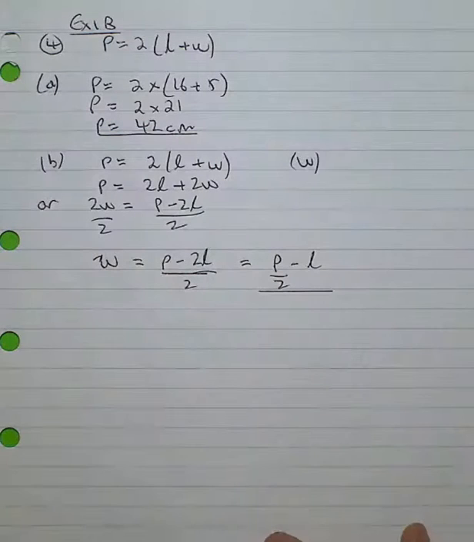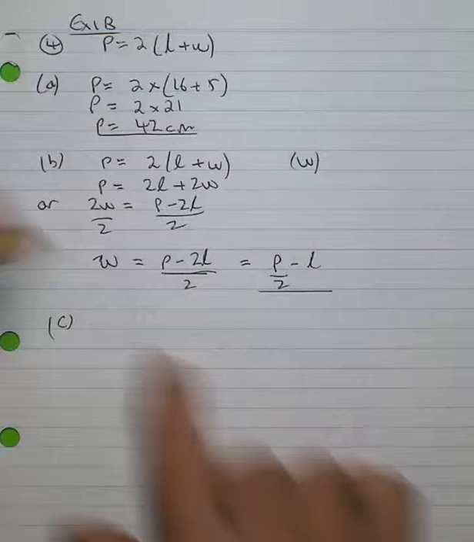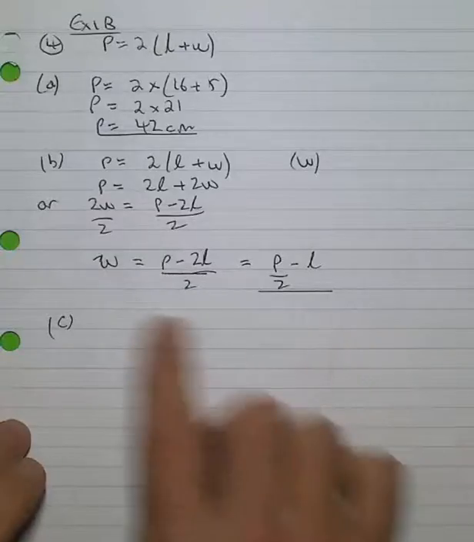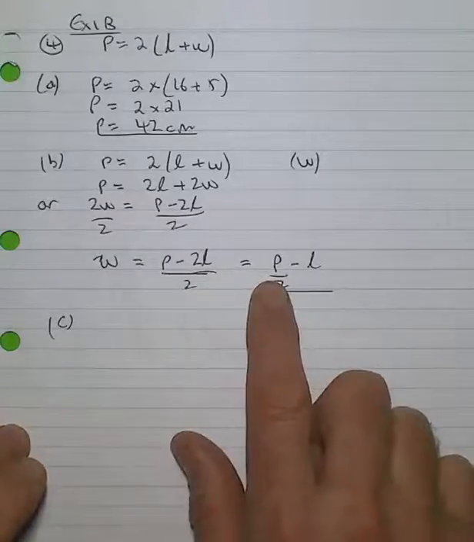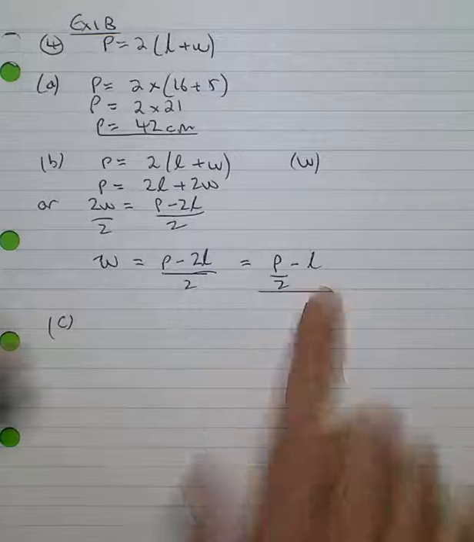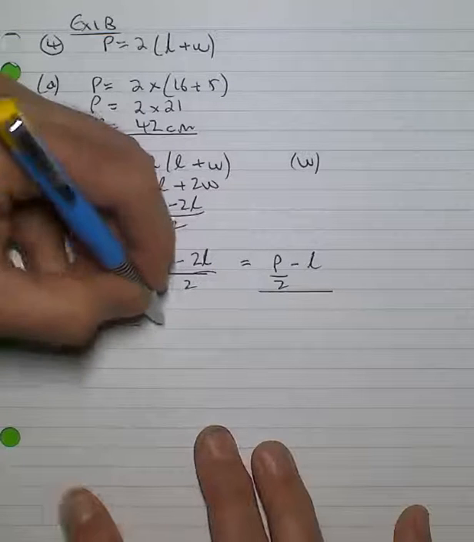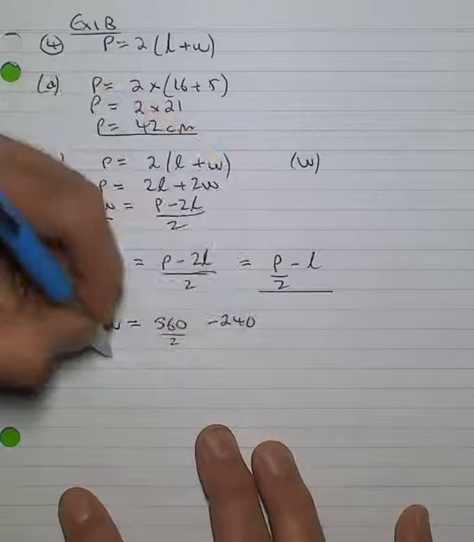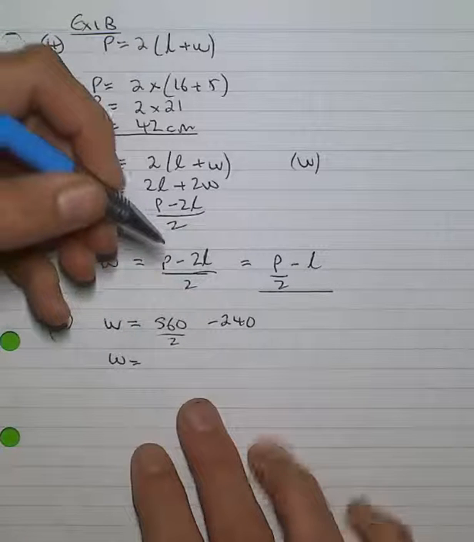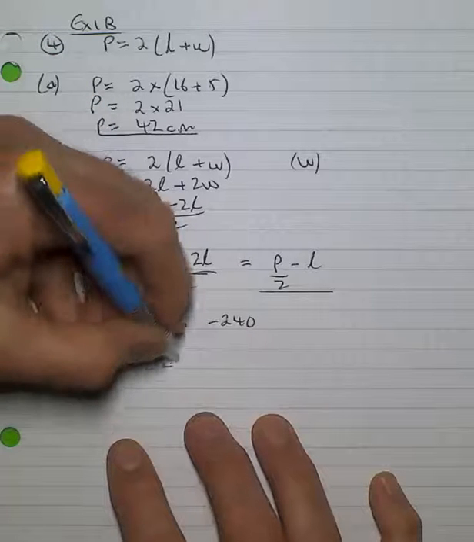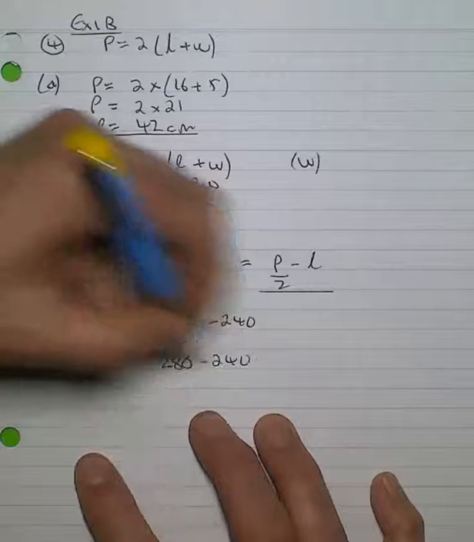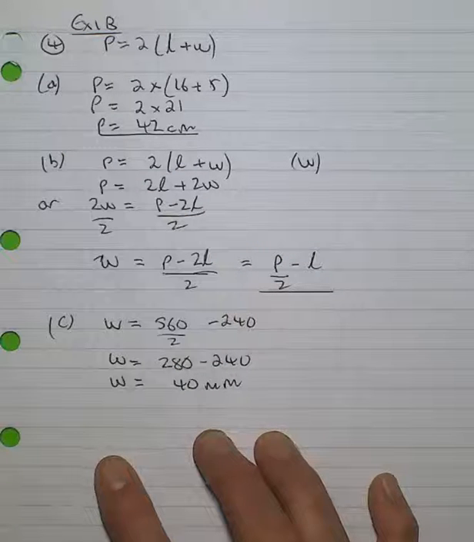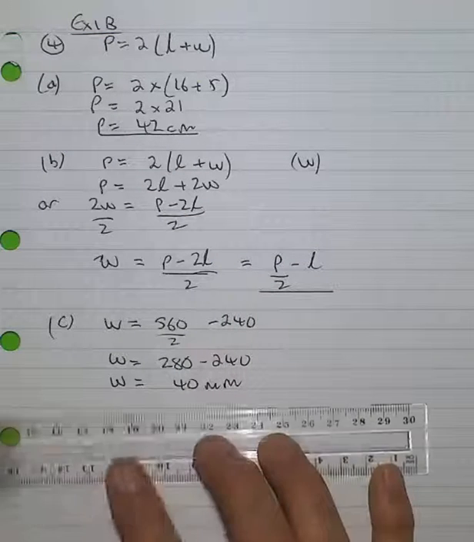Now, armed with that information, I could use this transposed version in order to find the width of the rectangle with a perimeter of 560 and a length of 240. So I'm just plugging those numbers in. So 2's into 560 go 280, less 240, or W is equal to 40 millimetres in this case. Sorry, centimetres.